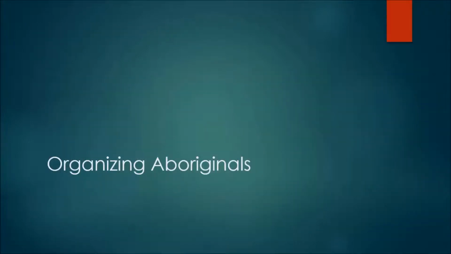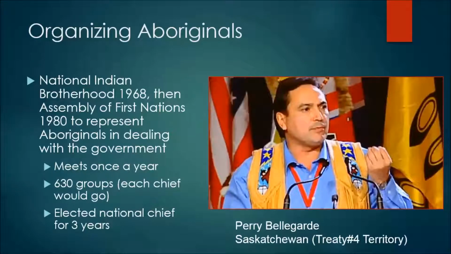So to try to get a sense of possibly self-government, Aboriginals start to organize themselves. 1968, so this is even before the White Paper, there's the National Indian Brotherhood. They get formed. In 1980, they changed the name to Assembly of First Nations. The Assembly of First Nations meets once a year, so it's a gathering of all the chiefs from across Canada. There's about 630 of them, and together they will elect a national chief. Currently, that national chief is Perry Bellegarde. What they do is they pretty much form a group to protect Aboriginal rights and to discuss Aboriginal issues. This national chief is elected every 3 years.